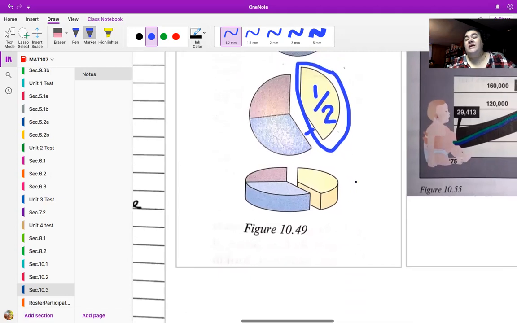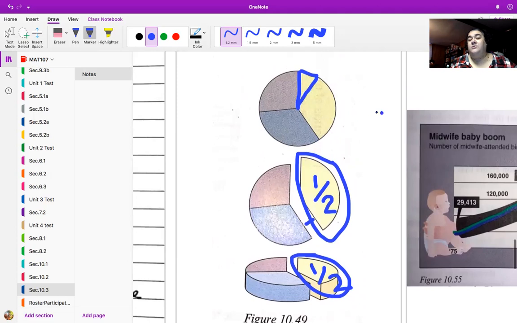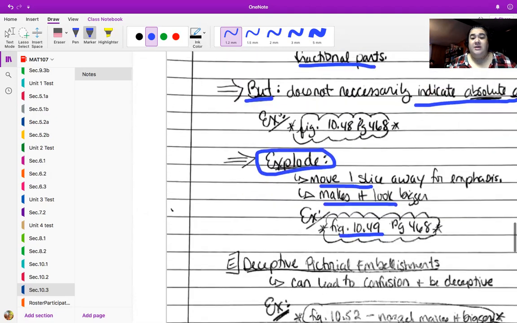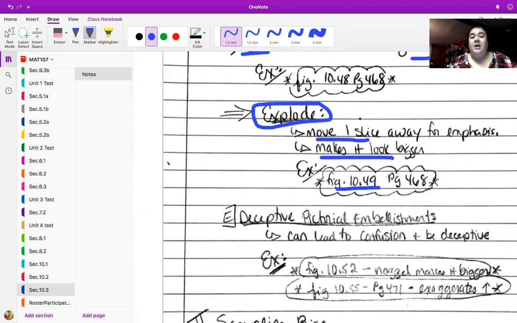Here in this 3D version, they've done the explosion again, and because it's in 3D and because they've done the explosion, once again, it's a little misleading. It appears as if this is half of the chart, when in reality, when you look at the more accurate version, which is this one here, it's only slightly more than a third, okay? So that is something to be borne in mind when you're looking at these kinds of charts, okay?